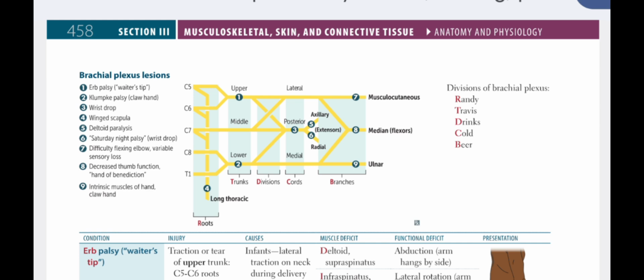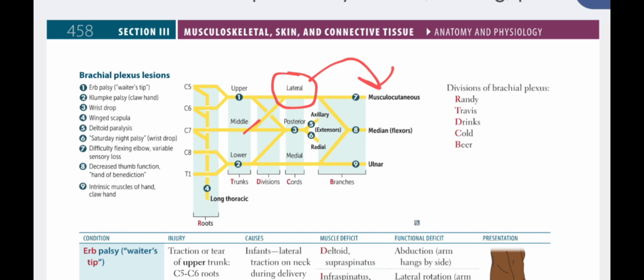After the trunks, we have the divisions, and after the divisions we have cords. What happens in the divisions is that a few branches from these trunks move here and there and form cords. Here you can see that one branch from the middle trunk goes and joins with the upper trunk, and this forms the lateral cord. This lateral cord then continues as a branch known as the musculocutaneous nerve.